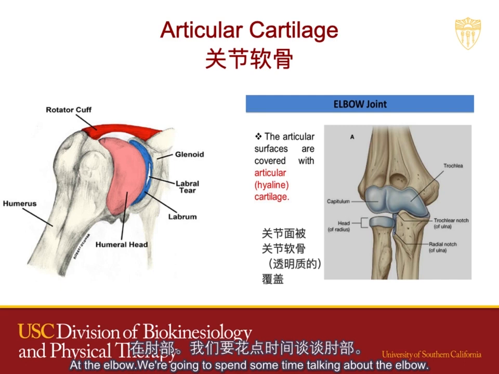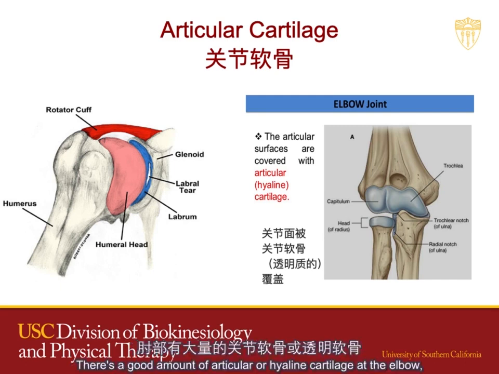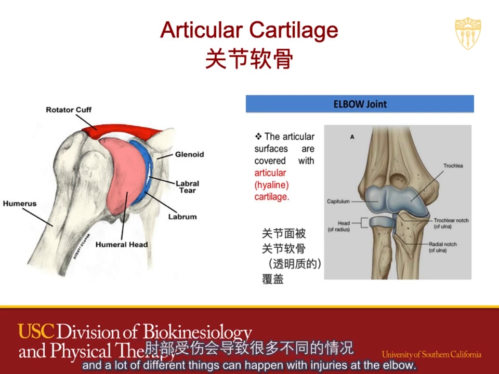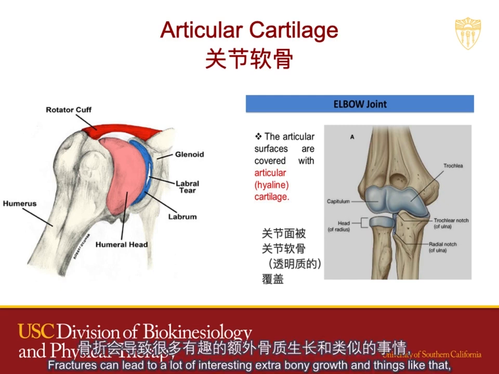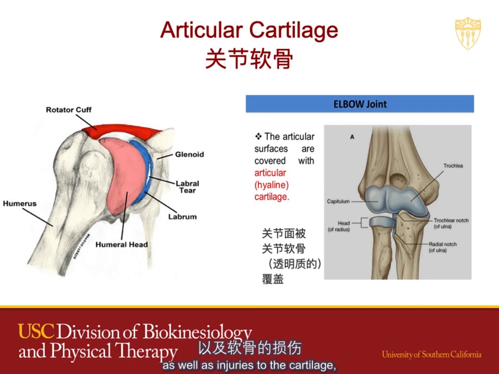At the elbow, we're going to spend some time talking about the elbow. There's a good amount of articular or hyaline cartilage at the elbow, and a lot of different things can happen with injuries at the elbow. Fractures can lead to a lot of interesting extra bony growth and things like that, as well as injuries to the cartilage. So the elbow is kind of a unique joint for these types of injuries.